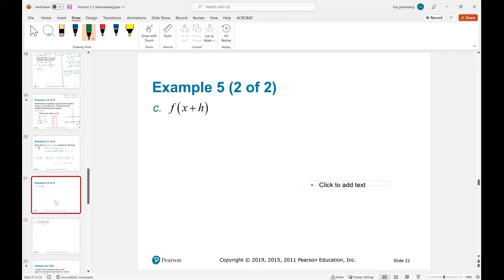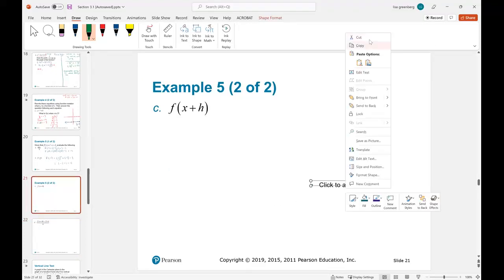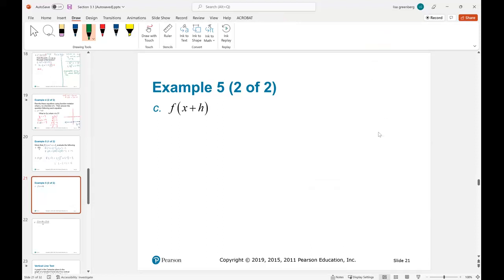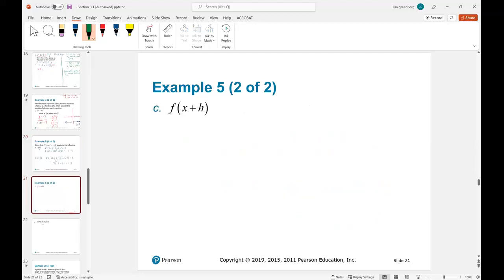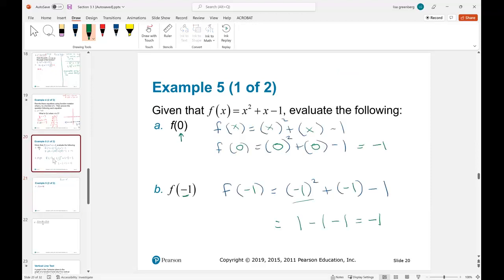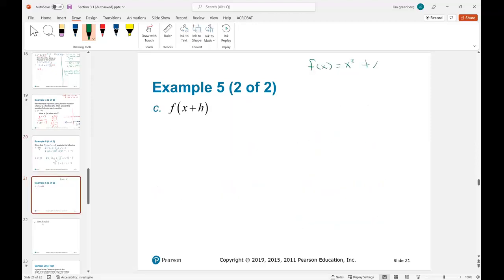Okay, so we start here, and again, we start with our original equation. f of x equals x squared plus x minus 1.